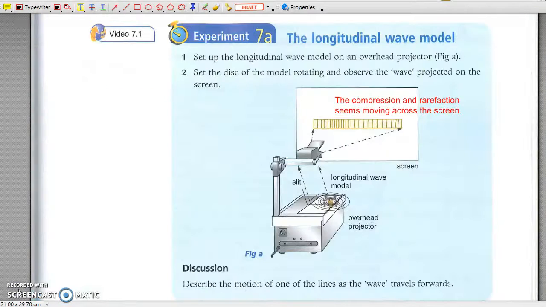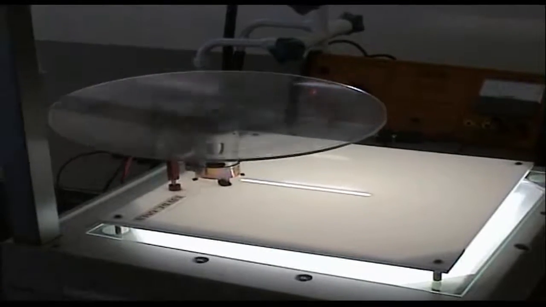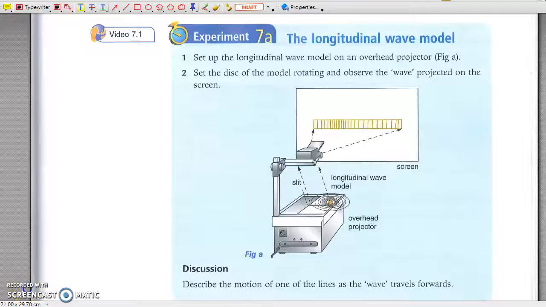Let's take a look at the following demonstration. Set up a longitudinal wave model on an overhead projector. Switch on the model so that a longitudinal wave is projected on the screen. Observe the wave pattern and the motion of one particular line in the pattern. As computer simulations are handy, teachers nowadays do not use the longitudinal wave model anymore.